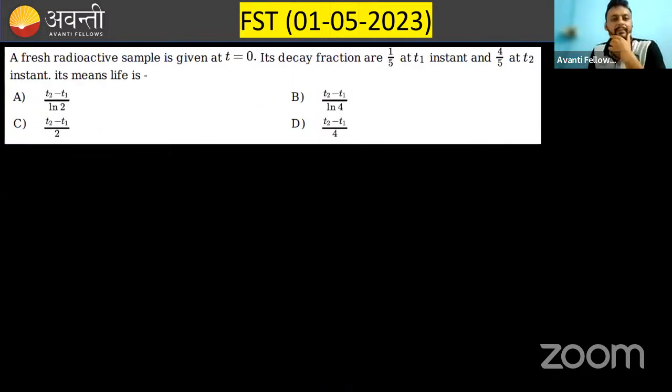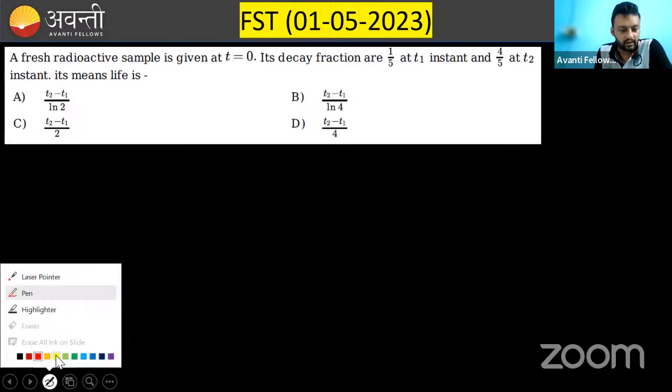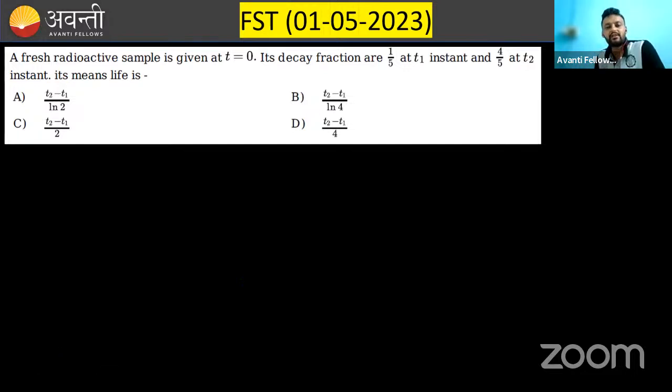A fresh radioactive sample is given at t equals to 0. Initially, its decay fractions are 1 by 5 at time t1 and 4 by 5 at time t2. Decay fraction means what? Decay fraction means N over N naught. This is the decay fraction. It is given as N by N naught and it is given as 1 by 5.